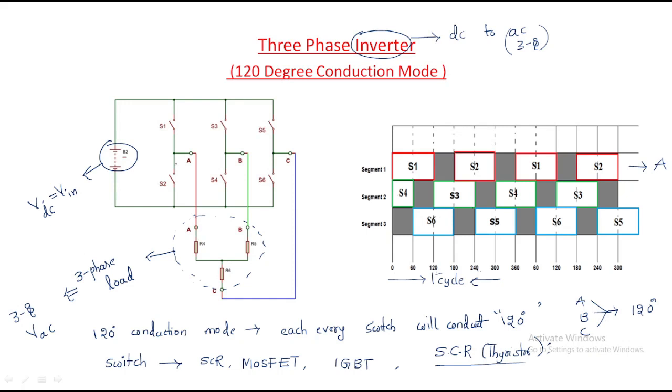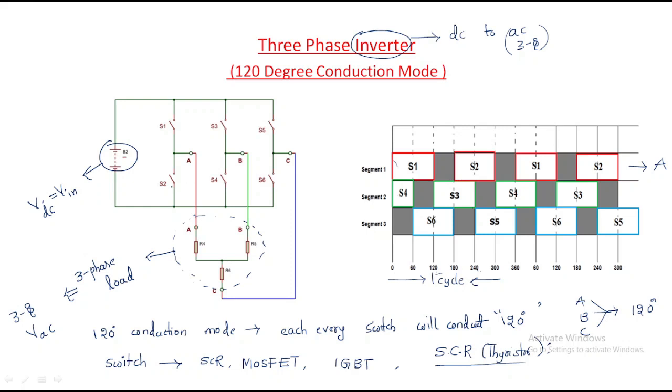Look at here, that's why these switches are only coming for segment 1. Segment 1 is operated for the A switch. That's why for the A switch, it started from 0 to 120 degrees. Because in 120 degrees conduction mode, it has to conduct every switch only 120 degrees. After that there will be a 60 degrees gap.